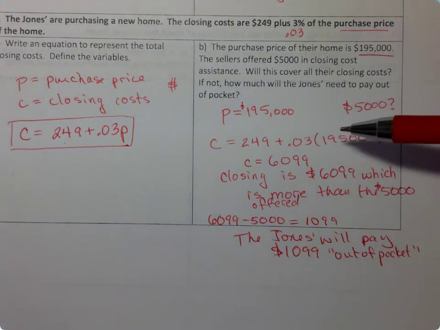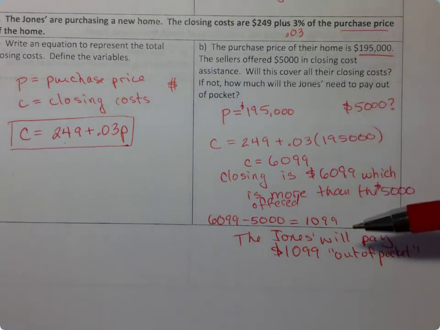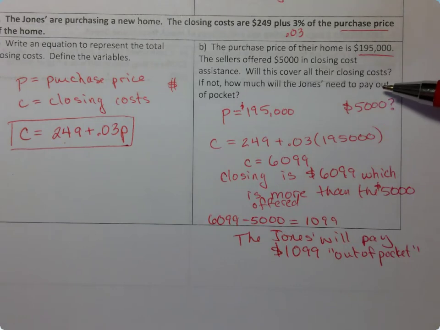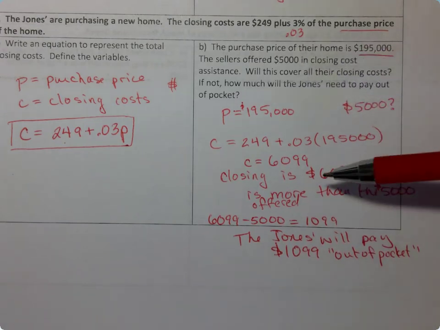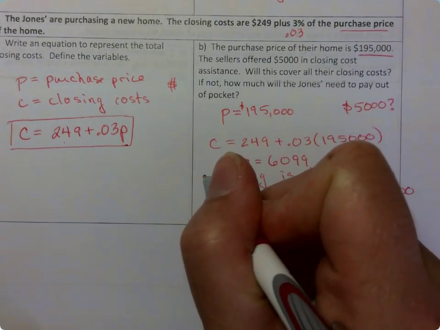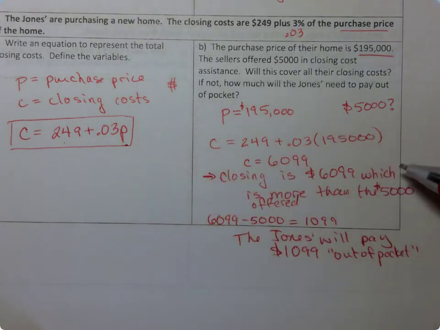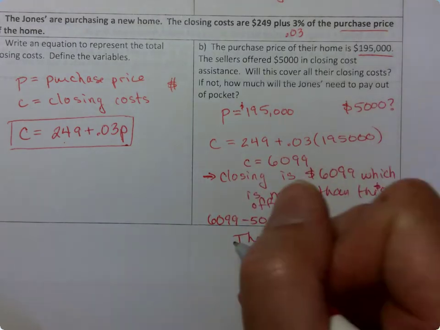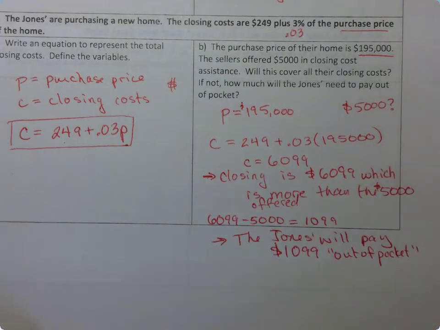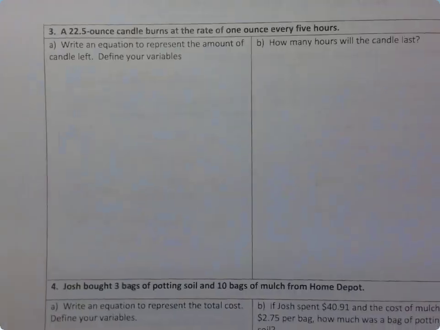So we did the math, we have proven it, and we answered the question at hand. So will this cover their closing costs? This was the first part of the question, right? Closing is $6,000, which is more than $5,000 offered. So no, it's not covering the closing costs. And this was the second question. So make sure you're reading it. Okay.